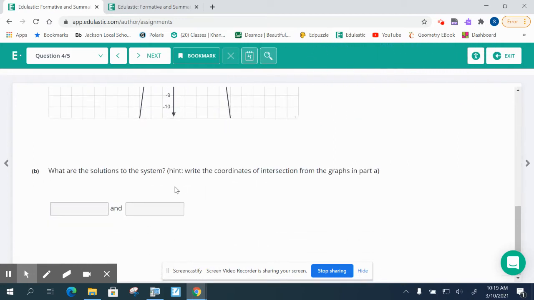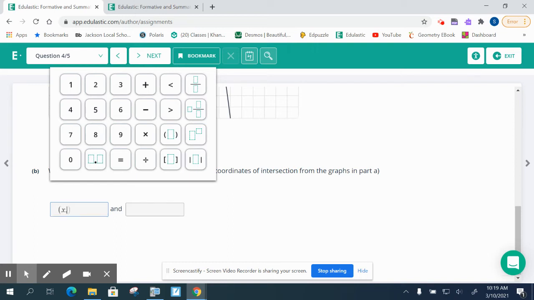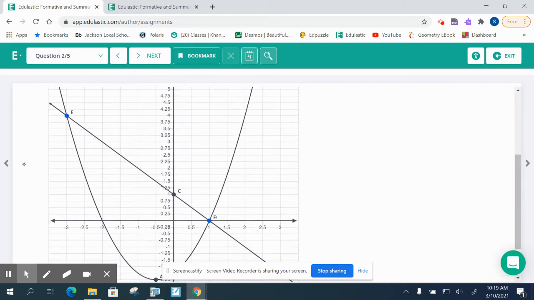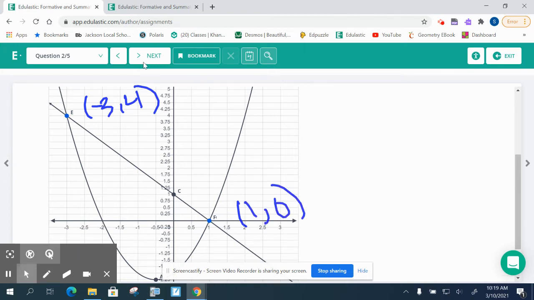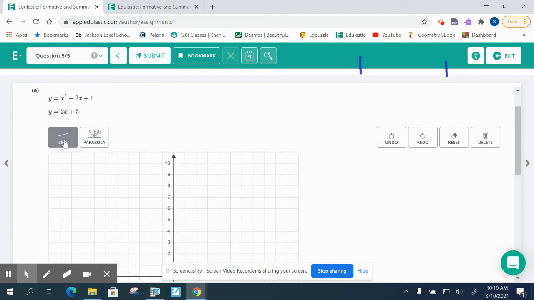solutions, you're going to write the coordinates, like the x comma y. So for example, in number 2, since I already have this one graphed, I would write the solutions here as -3, 4 for that one, and this one I would write 1, 0. All right, so that one should help you with number 5 as well. It's the same thing, but just be careful.